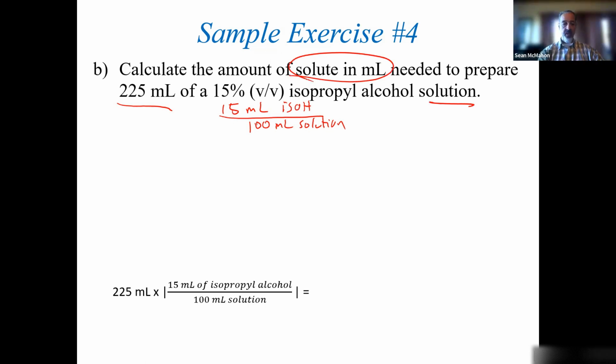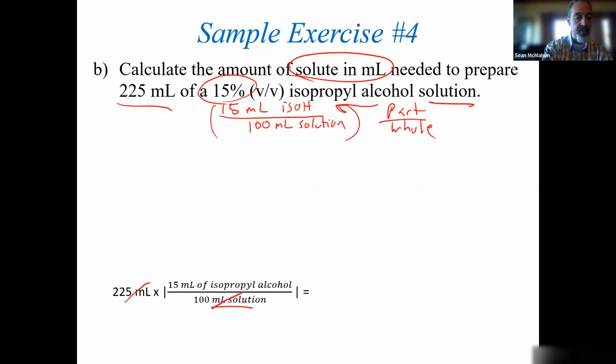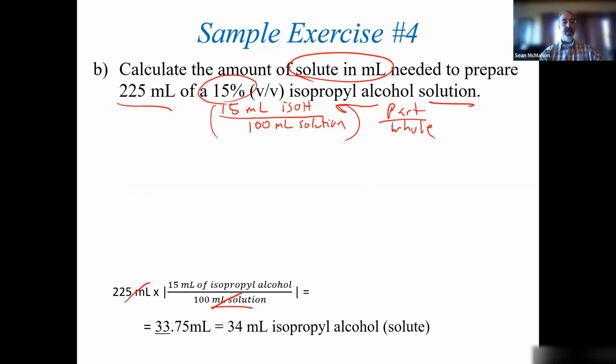That's my conversion factor. So if I want 225 mL of solution, how many mL of solute do I need? Well, 225 mL of solution, I put this conversion factor of 15% part over whole. It's a conversion factor. 100 mL gives me 15 mL. The mL of solution cancel. I get mL of isopropyl alcohol as a unit, and it's 33.75 mL of isopropyl alcohol, but the 15% is only 2 sig figs. That's why I underlined it. So I got to round up to 34 mL of isopropyl alcohol.